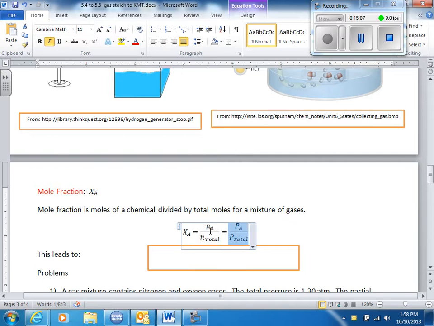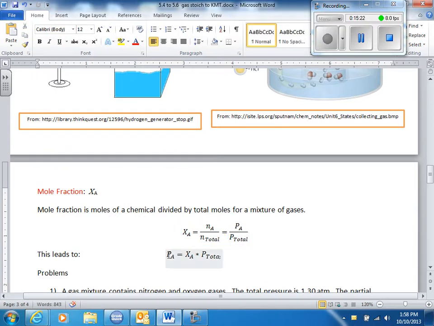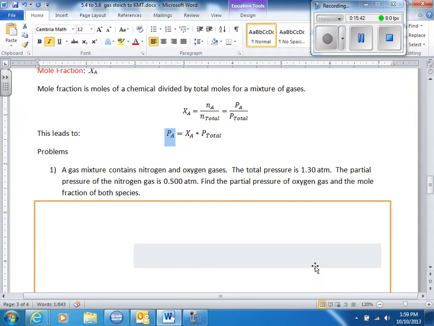So if you're trying to find mole fraction, you can actually do that just knowing the pressures. You don't even have to know the moles of a substance. If you know total pressure and pressure of a substance, you can get mole fraction. This equation can also be used to find the pressure of a substance if you're given the mole fraction and the total pressure. That should say total right there. There we go, that's fixed. If you're given mole fraction and total pressure, you can find the pressure of a substance. Okay, so let's do a problem.